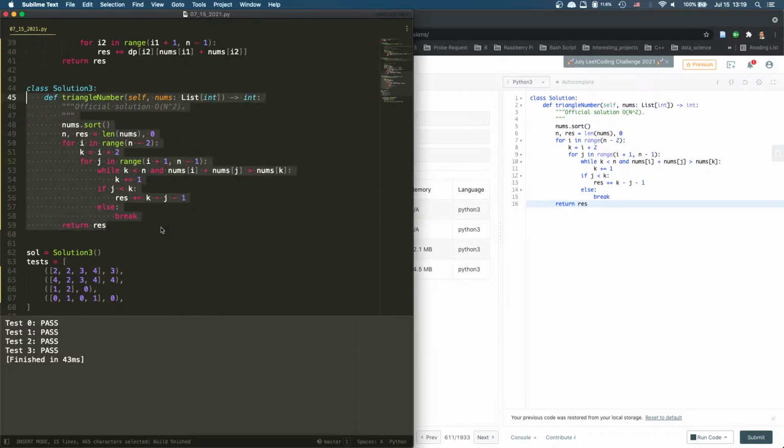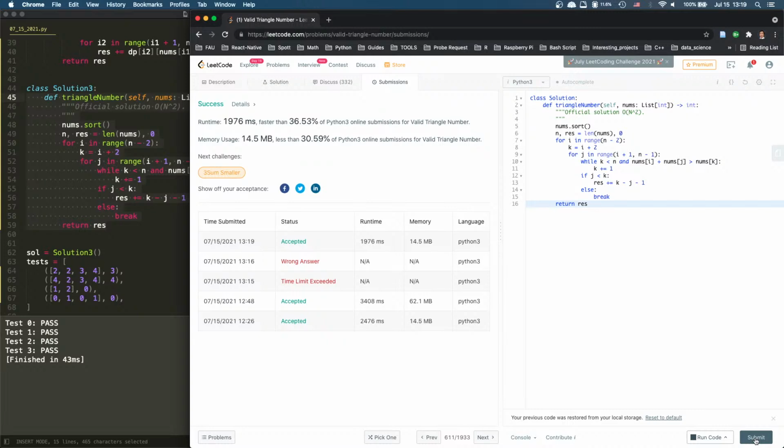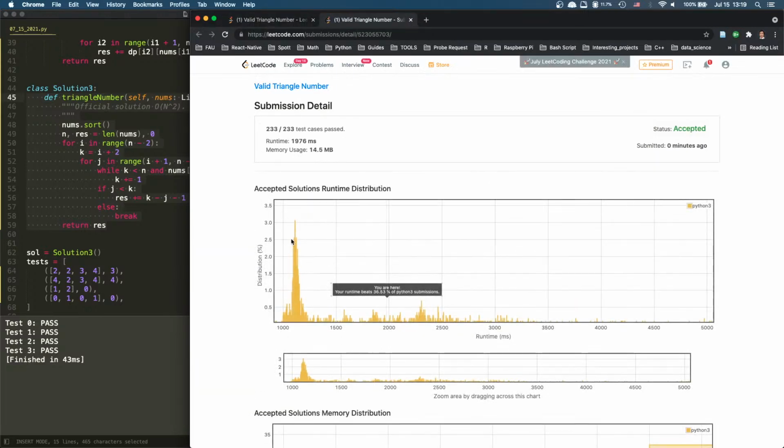Have to run it again. Yep. All right, try it again. Pending, judging. There we go. It's a little bit faster. 3 sums smaller, I see.